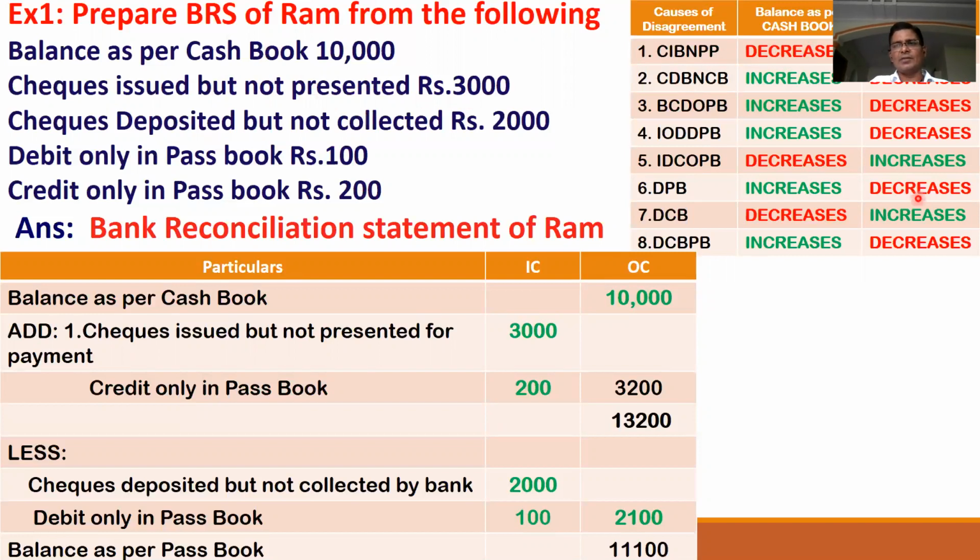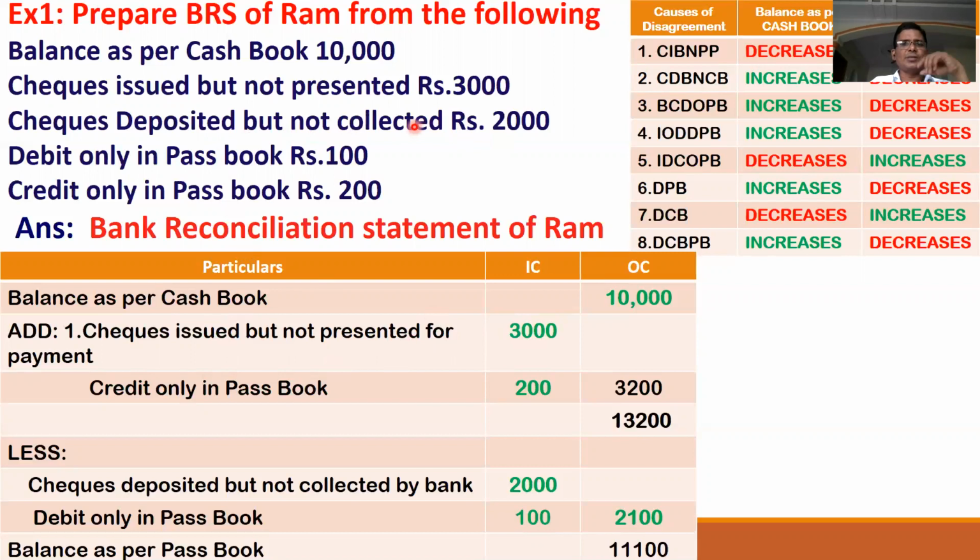You forget this one, you see only cash book balance increase or decrease. This is important here. Check issued but not presented for payment, cash book balance decreases, that's why add. Check issued but not presented for payment, 3,000 add. Checks deposited but not collected, you know very well.